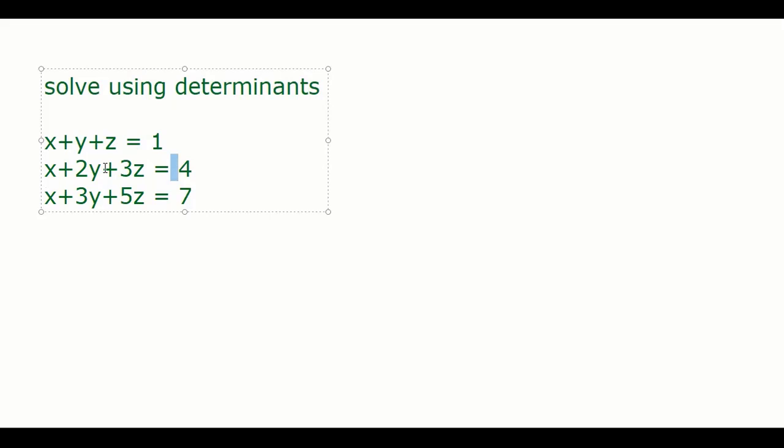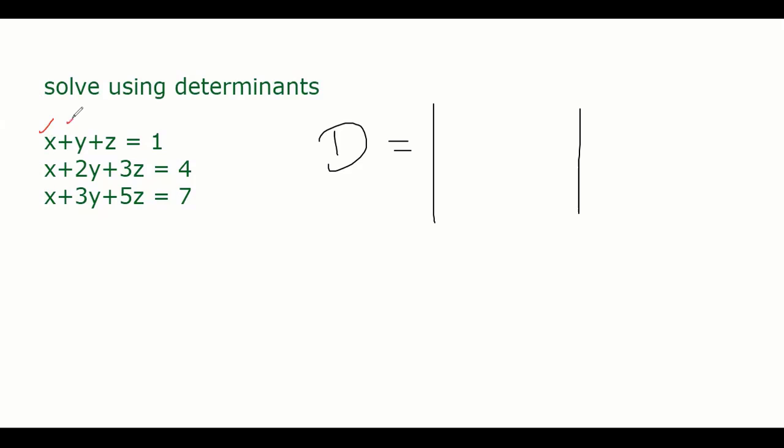First of all, find the value of determinant d. कैसे होगा? Just take the coefficients of the variables. सिर्फ वही करना है. तो क्या होगा? देखो. Coefficients are 1, 1, 1. तो 1, 1, 1. ठीक है?